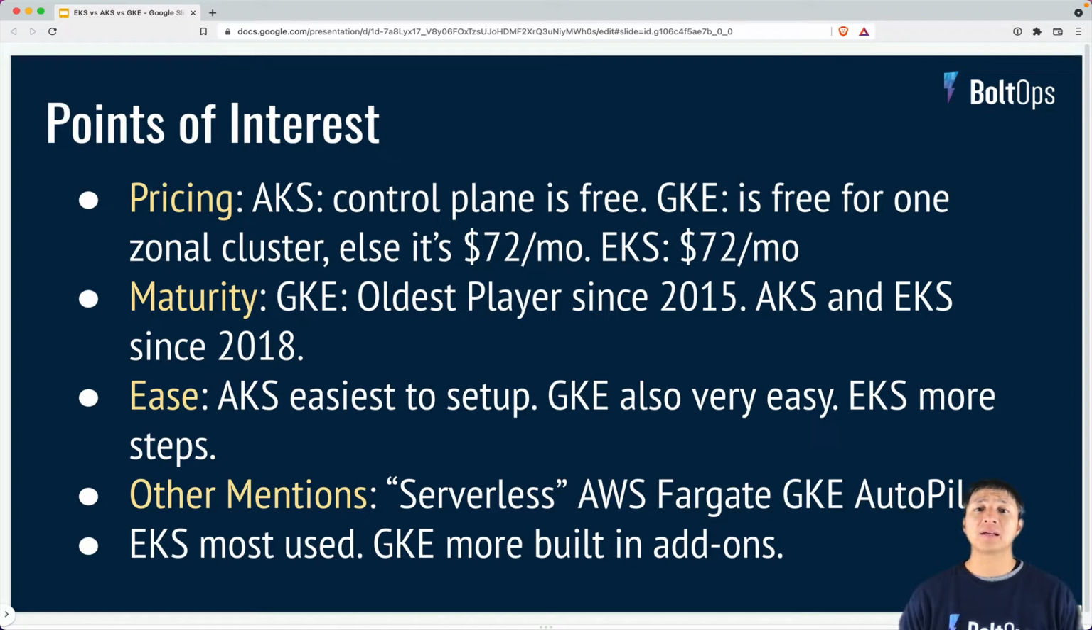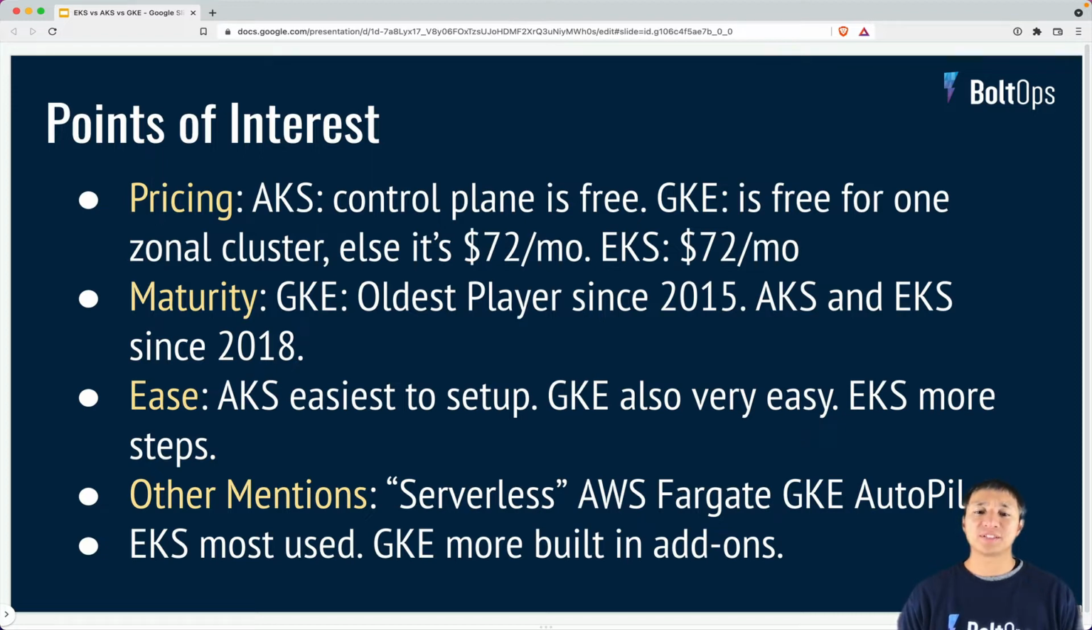You don't have to worry about having AZs in two different zones in order to manage high availability and all that kind of stuff. But in terms of easiness, AKS is the easiest. GKE is a very, very close second, pretty much almost a tie. And then EKS is a bit more work, so you have to go through the starter guides and everything.